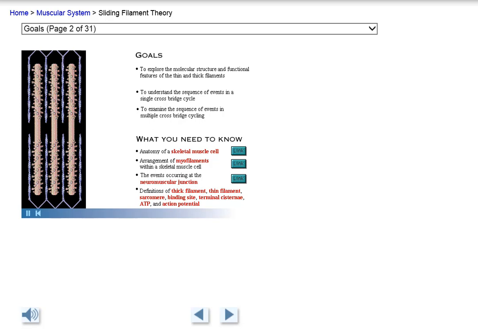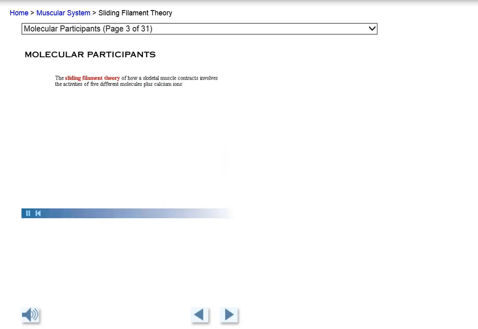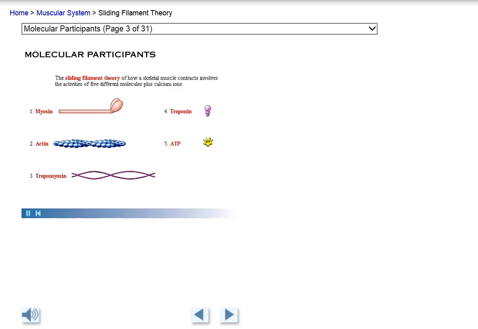To review the anatomy of a skeletal muscle, the sliding filament theory of how a skeletal muscle contracts involves the activities of 5 different molecules plus calcium ions. The 5 molecules include myosin, actin, tropomyosin, troponin, and ATP. In addition to these 5 molecules, calcium ions are also involved in the process of muscle contraction.